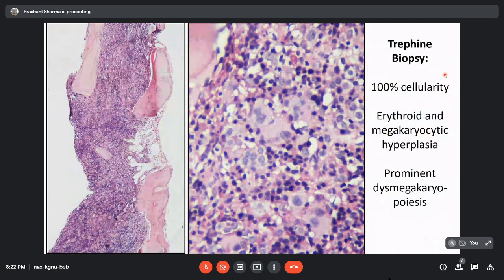Remember he had 4% circulating blasts. So we're looking at myelodysplastic syndrome with excess blasts. One, so this is a trephine biopsy that showed 100% cellularity, and we confirmed the erythroid and megakaryocytic hyperplasia as well as the dysplastic megakaryocytes.